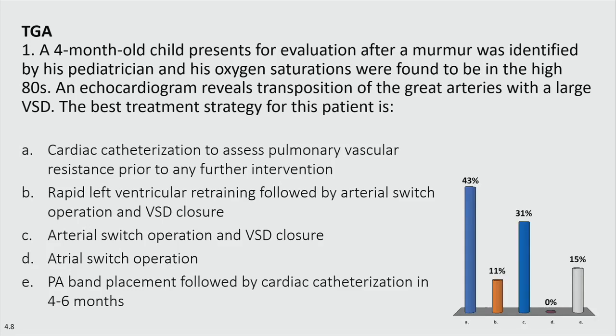So a 4-month-old shouldn't necessarily have pulmonary vascular changes that would preclude you from doing an arterial switch operation. So a cardiac catheterization, I would say, was probably not necessary on this patient. In terms of rapid left ventricular retraining, that would be the case if you had a small VSD or an intact ventricular septum. If you have a large VSD, the large VSD is going to actually pressurize your left ventricle, so that left ventricle should still be trained to be able to support the systemic circulation. And then a PA band wouldn't really buy you much time. At this point, a 4-month-old should be able to get an arterial switch operation with VSD closure, and that would be the answer.